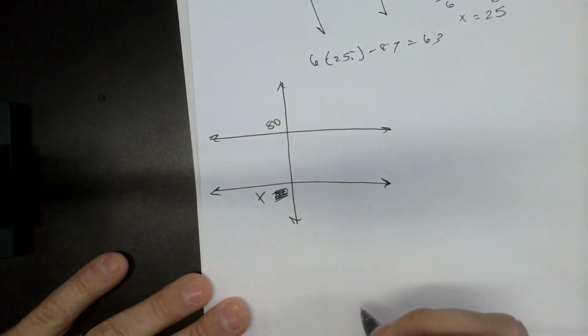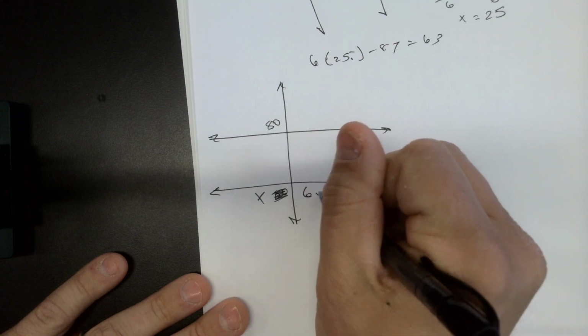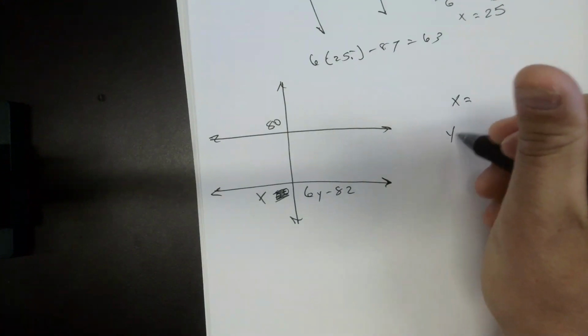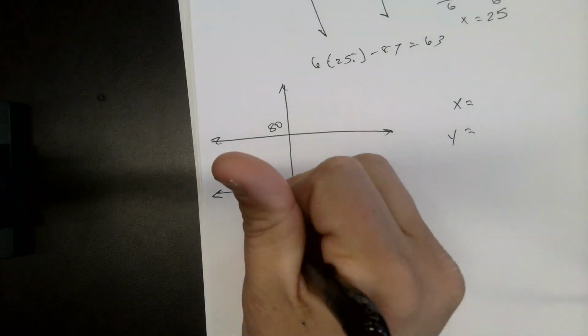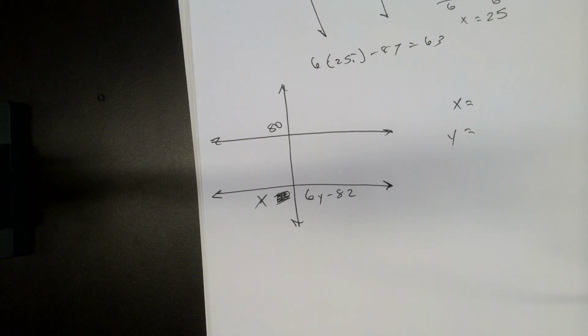This is x. And this is 6y minus 82. I want you guys to solve for x and y. X is not 80. Don't put 80. No, they're not. If it was this angle, then they'd be equal. Figure it out.